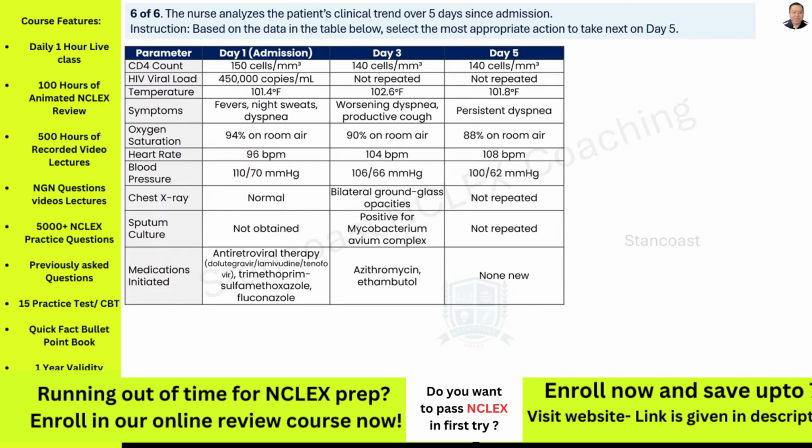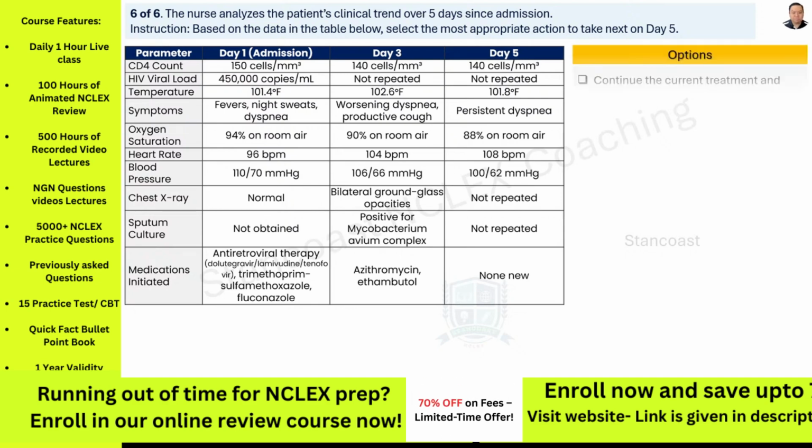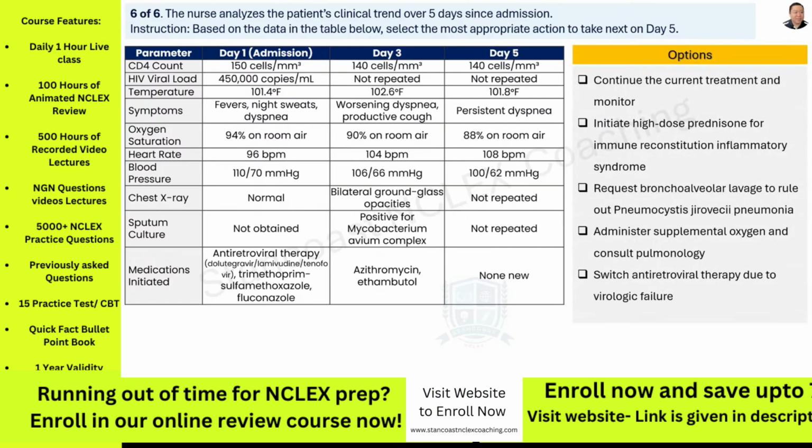So what do you think would be the significant changes here along the parameters between the 3-day period? So the question here is basically for you to select the most appropriate action to take next on day 5.